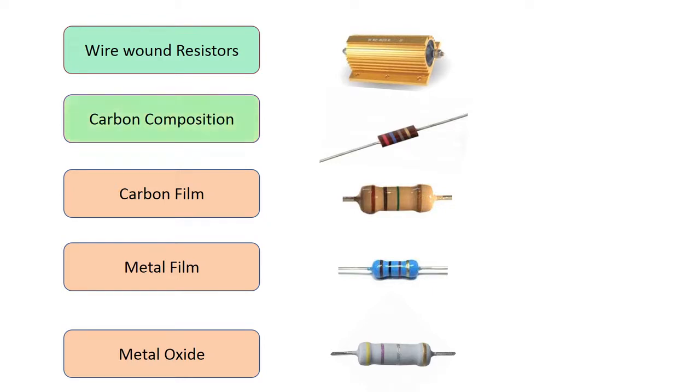Carbon composition resistors are formed with a non-conducting ceramic in which carbon particles are mixed. Just like wire-wound resistors, they are also very old. They used to be the most common resistors a few decades ago. These are still manufactured, although the properties are inferior to other types, because of their ability to withstand high-energy processes. Carbon film resistors are the most common resistors used nowadays.